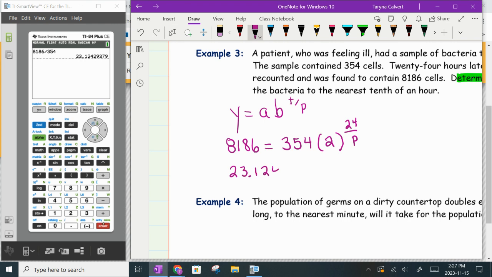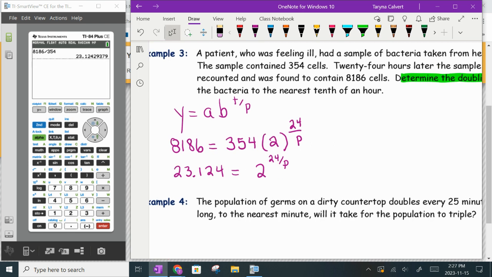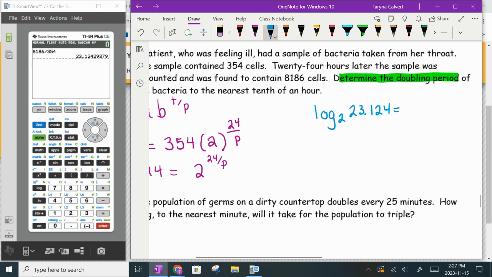I'm going to use that full decimal. So now I have 2 to the exponent of 24 over P. I don't have to write it down here, though. And could you just leave it as a fraction if you wanted exact? Absolutely. So guess what we're doing now? Changing it to log, right? So changing to log form. So log base 2 of the answer equals the exponent.